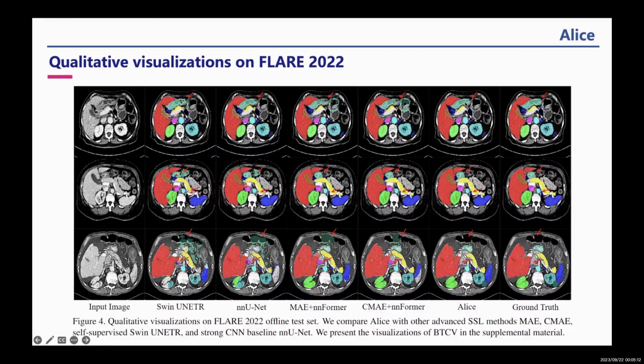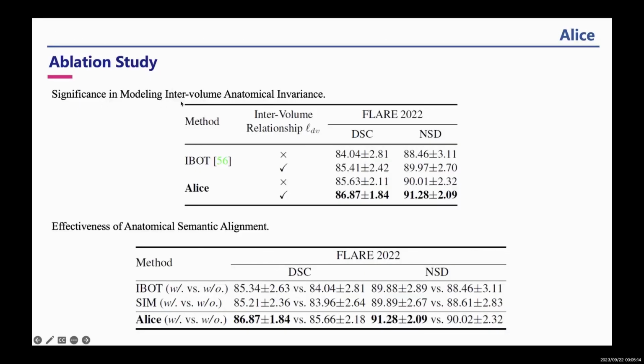We also evaluate the effectiveness of the proposed anatomical invariance modeling and semantic alignment. We integrated these components into a range of existing methods. Both these components, when applied independently or in tandem, have consistently demonstrated their mettle by bringing about tangible improvements across the board.